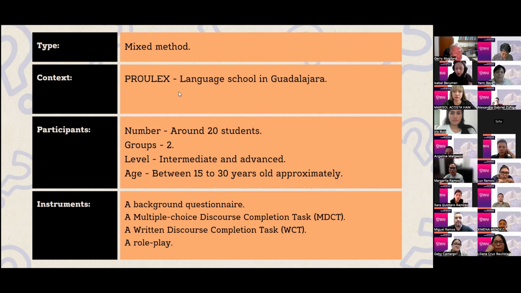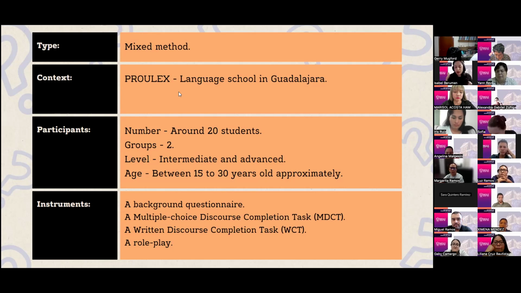And the instruments that I'm planning to use. First of all, a background questionnaire. In here, I'm interested in knowing about their exposure to English, if they watch videos themselves, or what they do outside the classroom. The next one is an MDCT, a multiple choice discourse completion task. In this case, you provide them with a situation and they have different options. So for example, there is a conversation and they need to choose the best way to follow up that conversation. So that is with options.